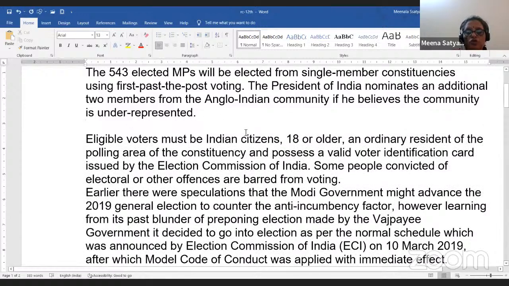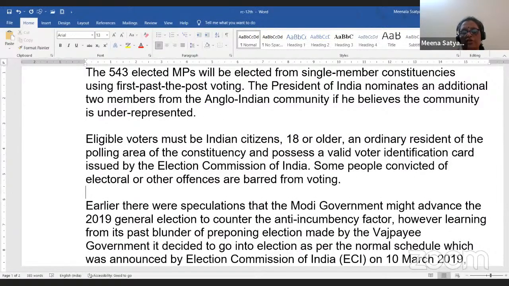Automatically, if you see this passage, you get it. The whole passage gives you the clue. Eligible voters must be Indian citizens. It's there. 18 or older. That is there. An ordinary resident of the polling area of the constituency. That is there. Possess a valid voter identification card issued by the Election Commission of India. 4 points are there. Some people convicted of electoral or other offences are barred from voting. Barred, stopped from voting. Those who have criminal or other kind of offences are barred from voting. So you got your points.